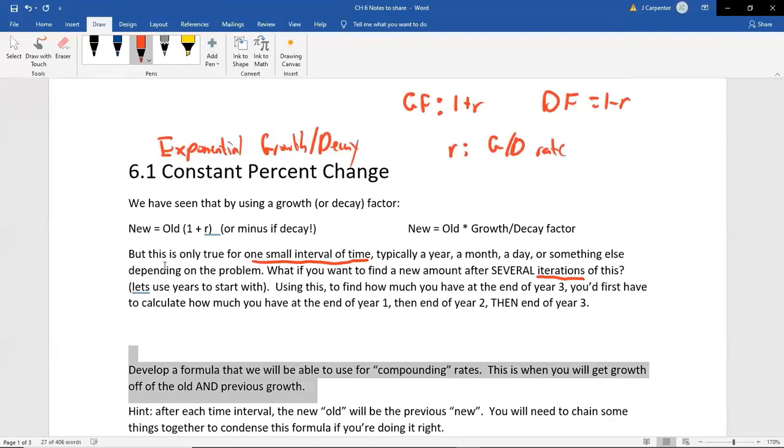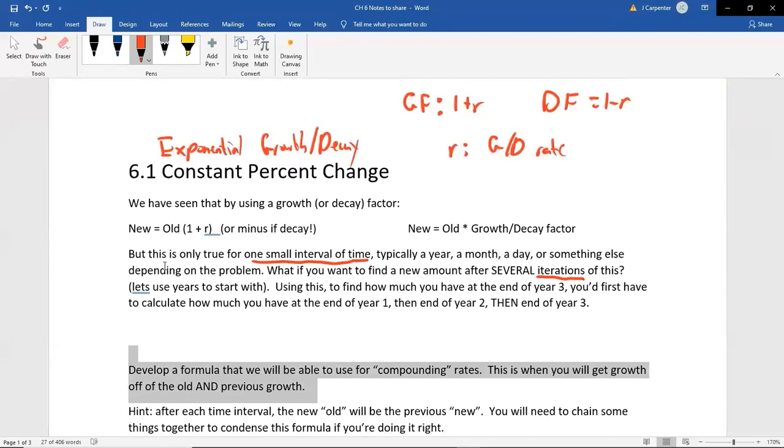$10.32. That interest amount kept going up because when you take that interest and you add it onto the balance, your balance is bigger. Your interest is a product of the balance. So if your balance goes up, your interest goes up. And it causes this idea of compounding. You're getting money on money. It's when you get growth off of the old and the interest. Interest being previous growth.